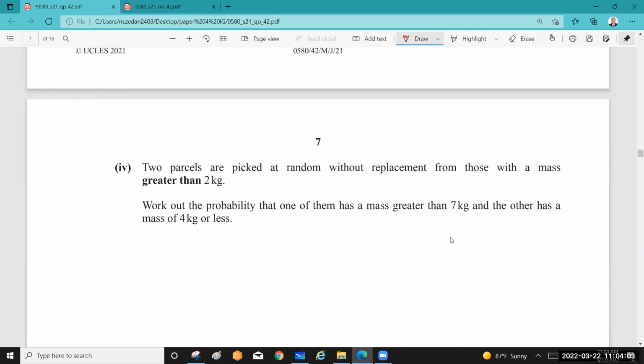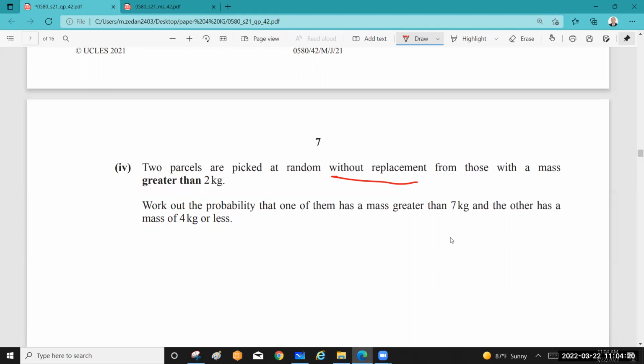2 parcels are picked at random without replacement from those with a mass greater than 2 kilograms. Without replacement means the first one you will pick from the total number, and I will show you now.